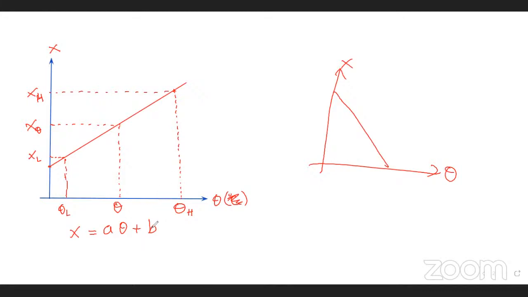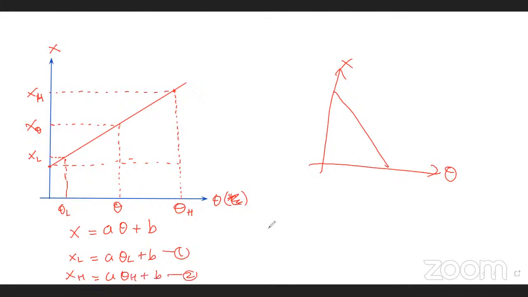Using this equation, I'll substitute the values there, right? At the lower fixed point, you can write XL equals A times theta L plus B. That's one equation. And then at the high fixed point, X H equals A theta H plus B, the second.